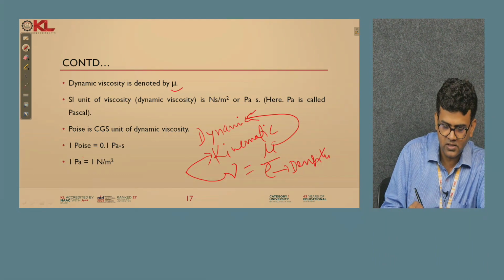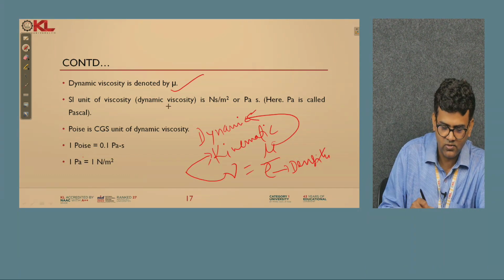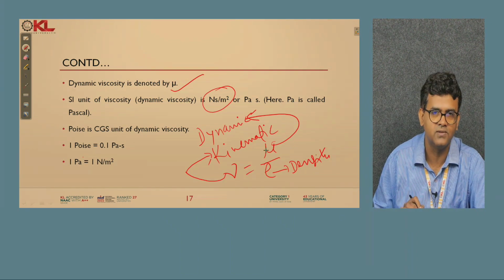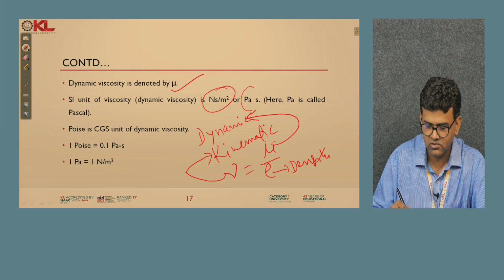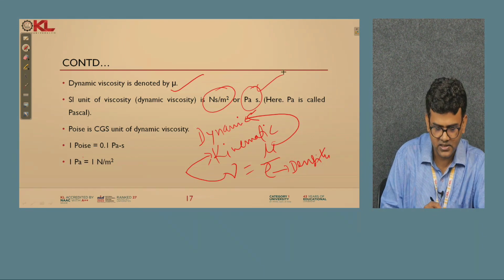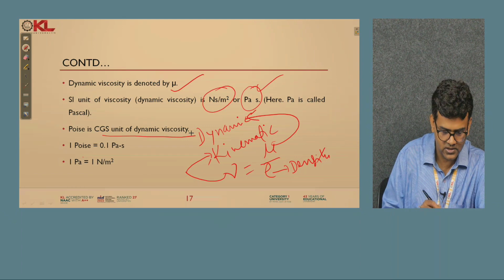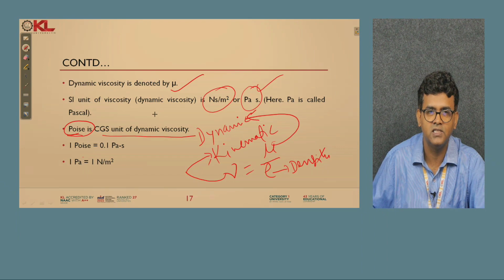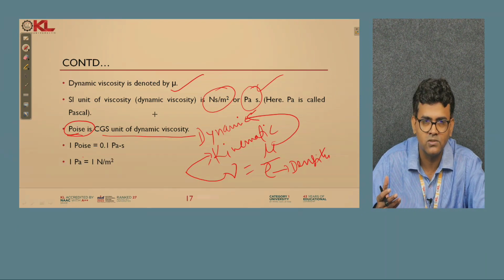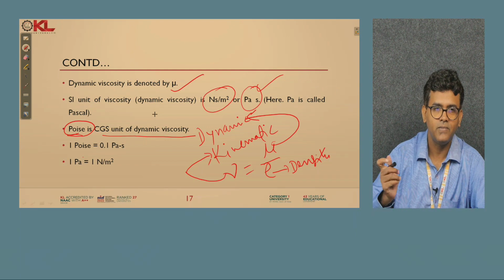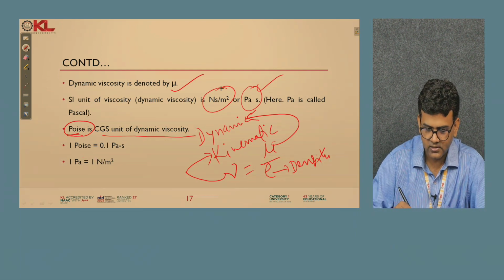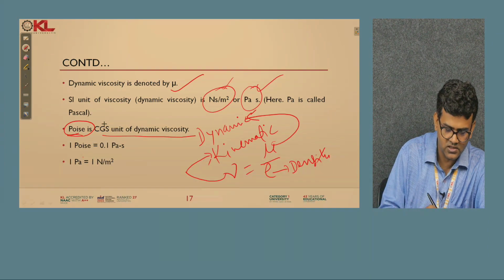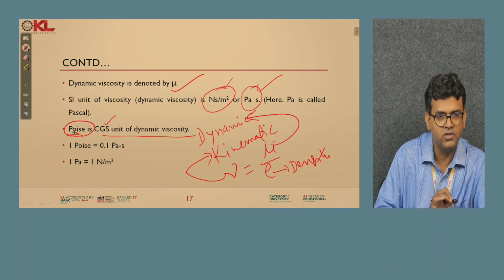So dynamic viscosity is represented by the term mu. The SI unit for dynamic viscosity is Newton second per meter square. You can find it from this relationship too. Newton second per meter square is also called the Pascal second. In the CGS system, the unit of dynamic viscosity is Poise. Poise is the CGS unit, not the SI unit. You must have gone through the SI and CGS units. So in the SI system, Newton second per meter square is the unit for dynamic viscosity, while in the CGS system, dynamic viscosity has the unit of Poise.